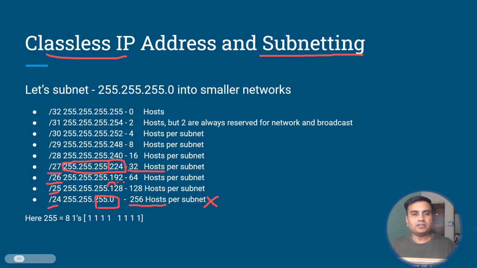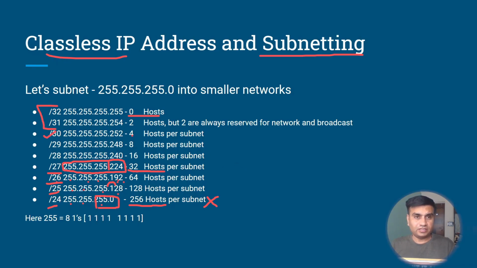So there were 8 ones here. This is 8 plus 8 plus 8. Then it became 8 plus 8 plus 8 plus 1, which is 25. Then 8 plus 8 plus 8 plus 2, which is 26. Like that, plus 3, plus 4, plus 5. And you keep doing that, you will ultimately reach 8 again. And how many hosts will you be able to host there? 0. So these are not practical networks. They are just for theoretical purpose. They are not usable. Usable network starts from /30.